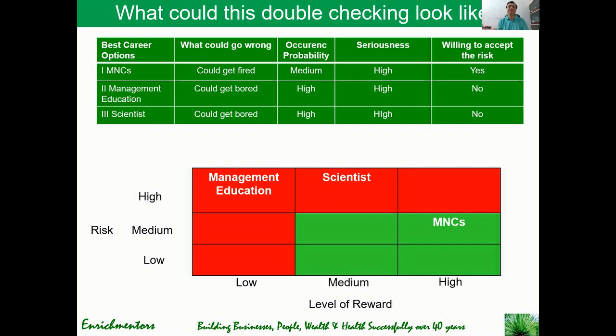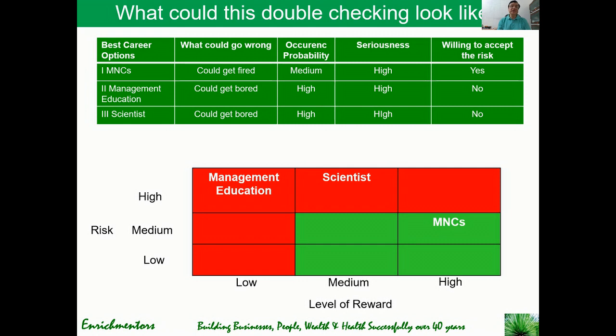The probability is only medium at best. At worst, probability is medium. Seriousness, obviously, is high. If I get fired, obviously I need to start all over again. So am I willing to take that risk? The answer is yes. Given that the probability of occurrence is only medium, but seriousness is high and I can manage it, I think I'll take that risk.